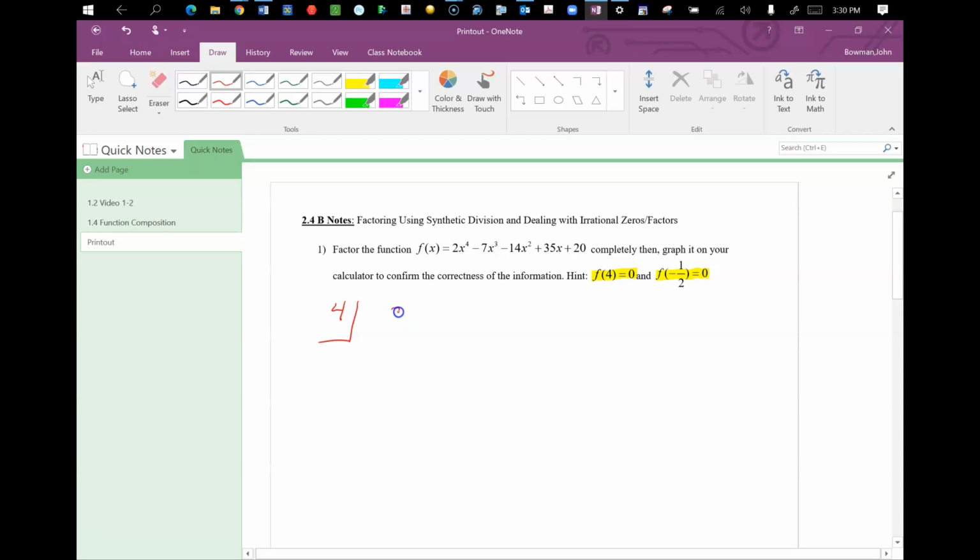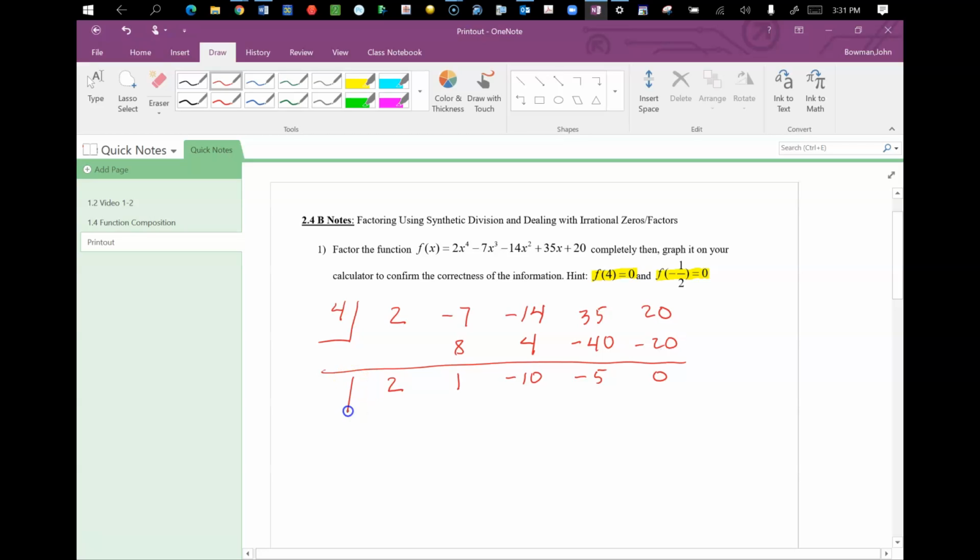We'll put one of the zeros on the shelf. We'll start with 4, put the coefficients of the fourth degree polynomial up here. Make sure that you've got all of them. And since 4 is known to be a 0, when we get done with this synthetic division, we should get 0 as a remainder. So 2 comes down, 4 times 2 is 8, negative 7 plus 8 is positive 1. 4 times 1 is 4, negative 14 plus 4 is negative 10. Negative 10 times 4 is negative 40. 35 plus negative 40 is negative 5. 4 times negative 5 is negative 20. 20 plus negative 20 is 0.